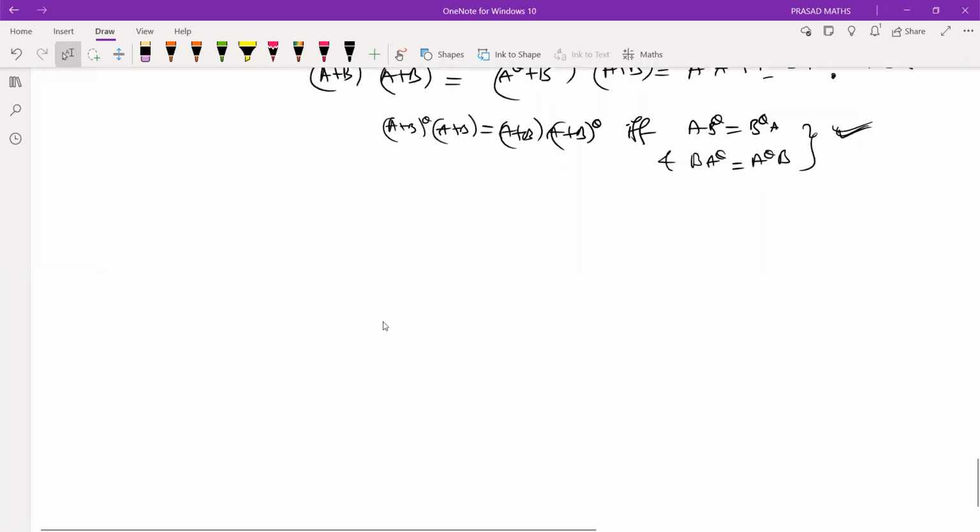So next is product. Suppose you take A and B are normal matrices.